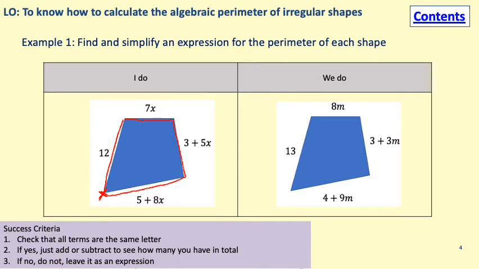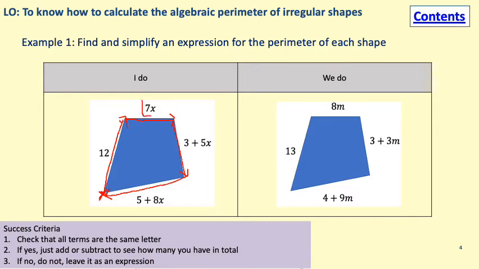So, as you can see, when we walk down the first side, we get 12. Then we walk down the next side, we get 7x. We walk down the next side, we get 3 plus 5x. We walk down the last side, back to our start, we get 5 plus 8x. So, I'm going to do the same again.